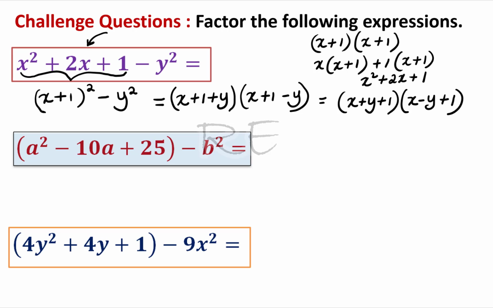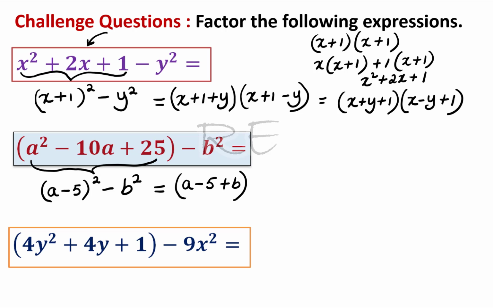If we recognize a squared minus 10a plus 25 as a perfect square, the game is over. It's a minus 5 squared minus b squared. Difference of two perfect squares. So it's a minus 5 plus b times a minus 5 minus b. Rearranging the terms, a plus b minus 5 times a minus b minus 5.